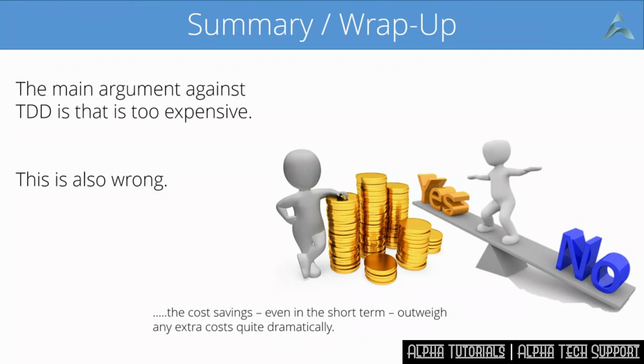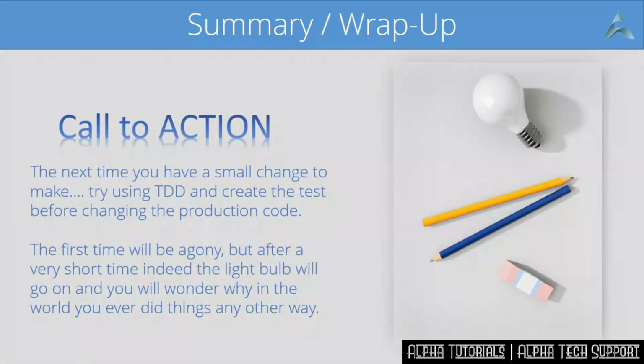Once you've managed to defeat all the arguments against TDD, then what is the next step? I'd like to end this course with a call to action, which is, the next time you have a small change to make, try using TDD and create the test before changing the production code. The first time will be agony. But after a very short time indeed, the light bulb will go on and you'll wonder why in the world you ever did things any other way. So go ahead, try it. You won't be sorry.